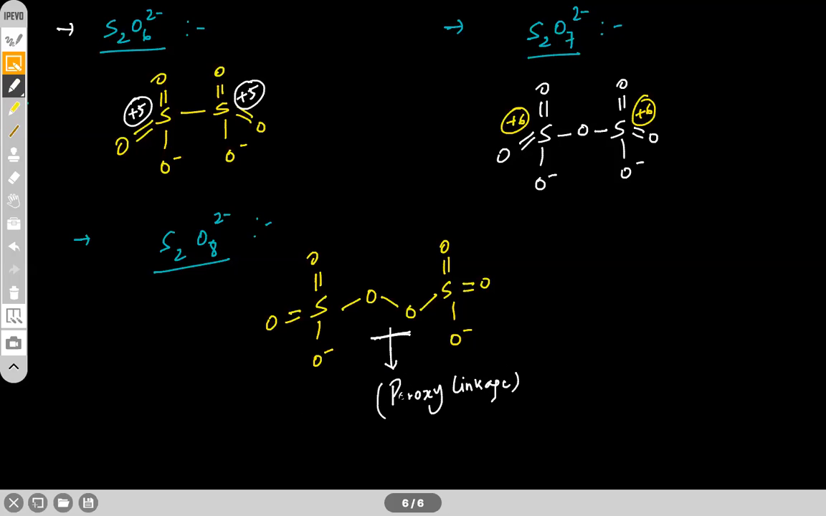And I've told you in case of peroxy linkage, the contribution is plus 1, right? So here we have minus 1, plus 1, 2, 4, 5, 6, plus 6 we have here, and plus 6 we have here also. Plus 6 and plus 6. Okay? Try this one.